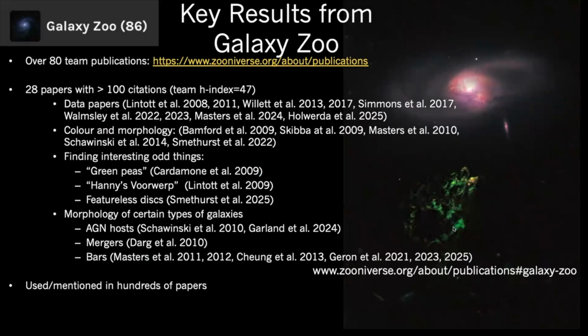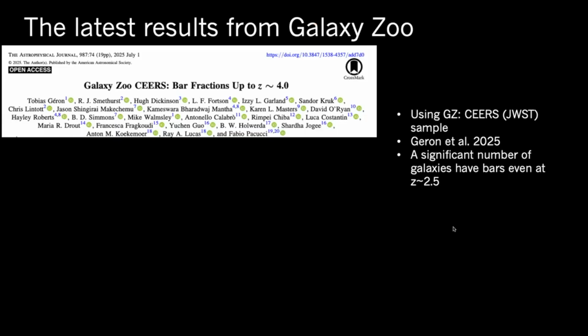Over the years, we have 86 team publications now, and many, many more where other people are using our classifications, because we put them all out publicly. We have a substantial number of papers with a substantial number of citations at this point. So, we're really an established method to contribute to galaxy evolution. And here's a little bit of a summary of some of the results we have over the years. I obviously don't have time to go into all of those in detail, but I thought I'd just highlight a couple of the most recent results.